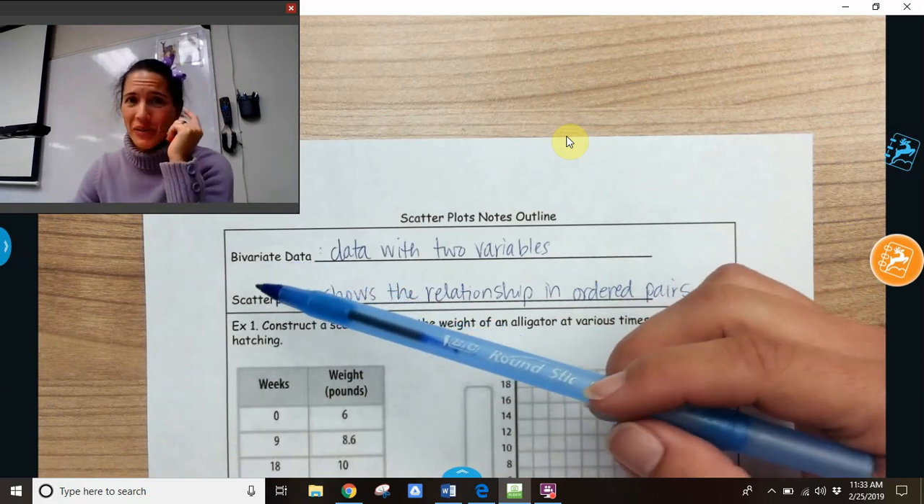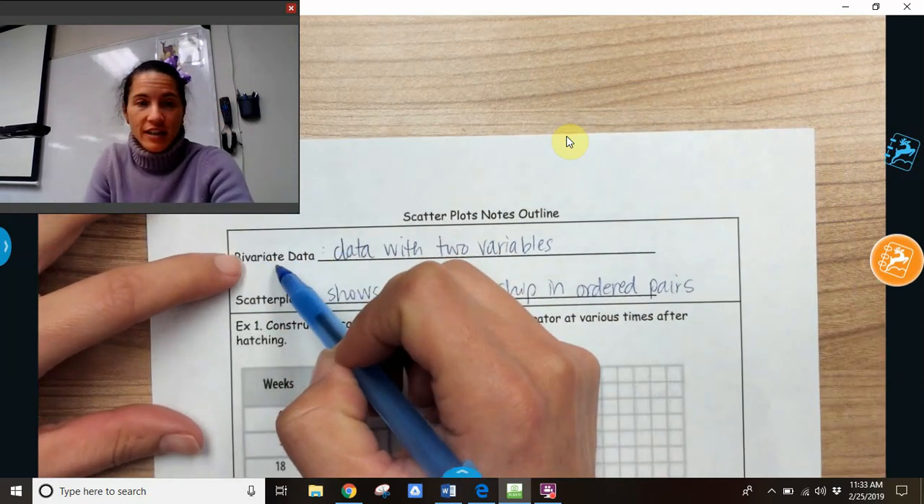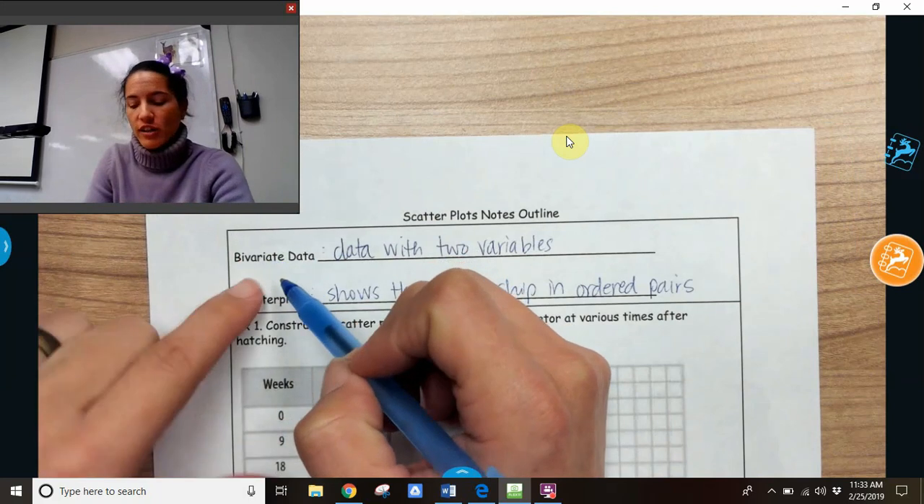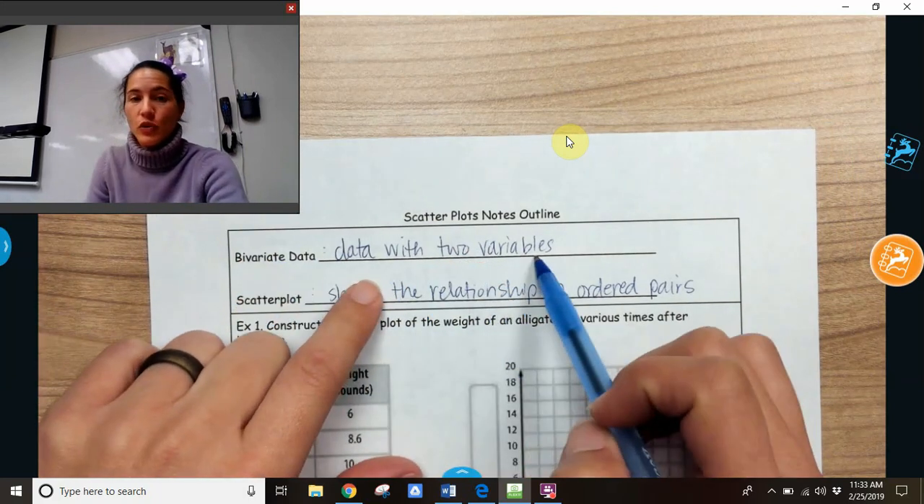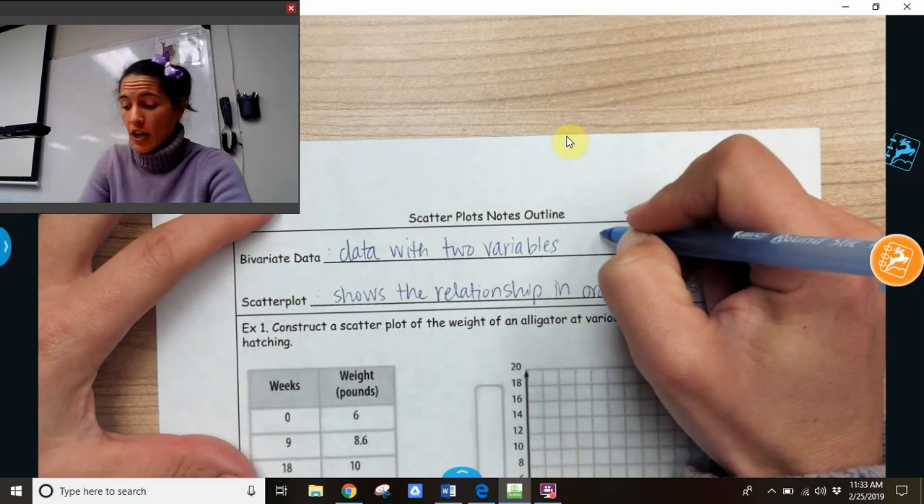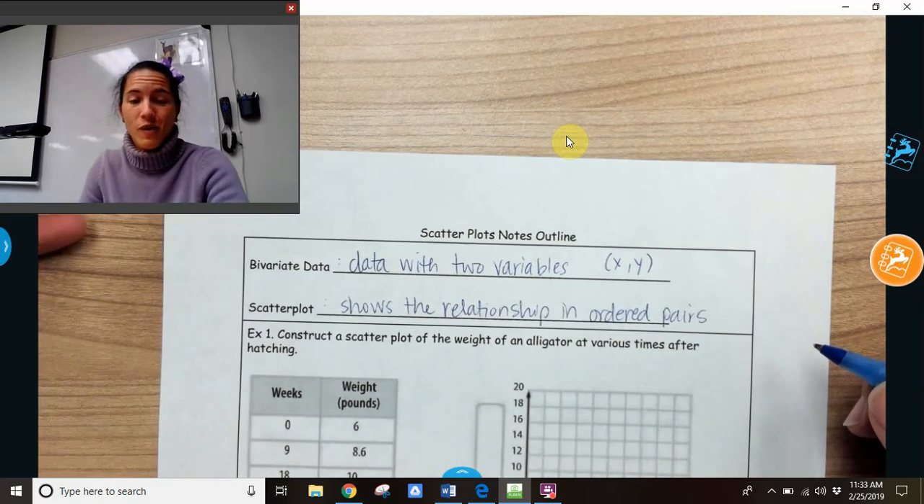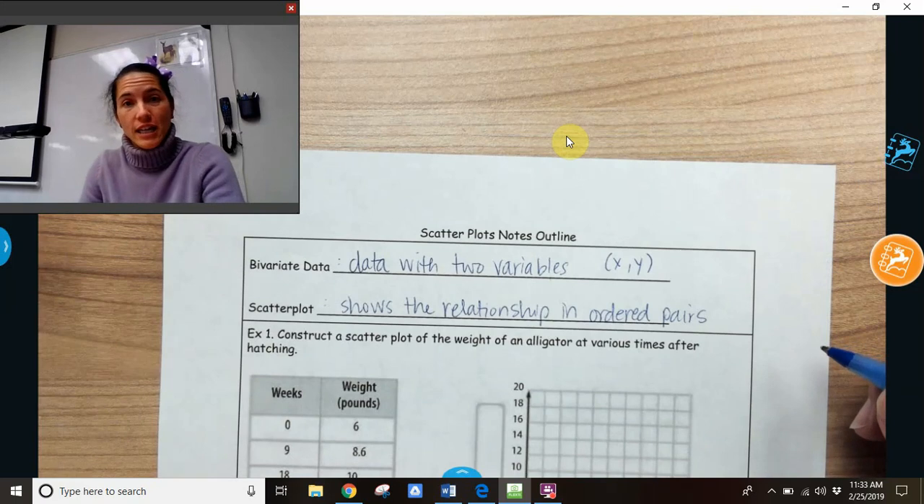Bivariate data. That's our weird word, bivariate. So bi meaning two and variate meaning like varies or changing. So bivariate data is data with two variables. And the two variables that we are commonly dealing with are x and y. So bivariate data is data with two variables.